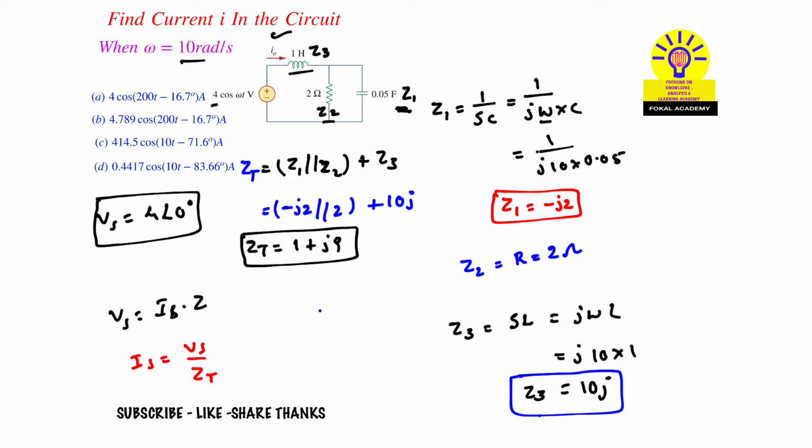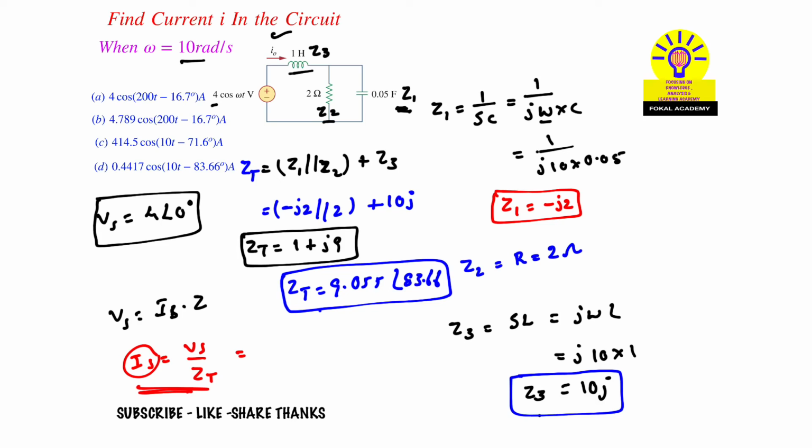Now convert this Zt into polar form. By using a calculator, we will get Zt equal to 9.055 with phase angle 83.66. Now use this formula, we will get the current. So that is Vs, which is 4 with phase angle 0, divided by Zt, which is 9.055 with phase angle 83.66. By using a calculator, we will get this value as 0.4417 with phase angle minus 83.66 degrees.